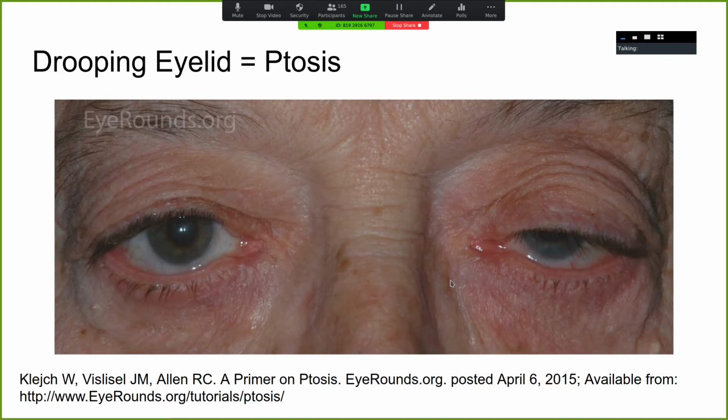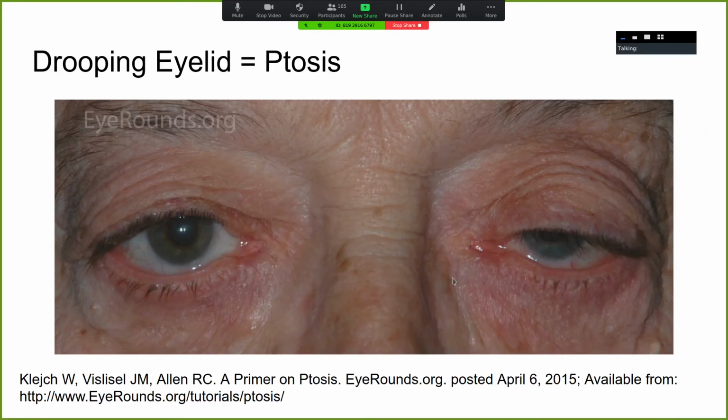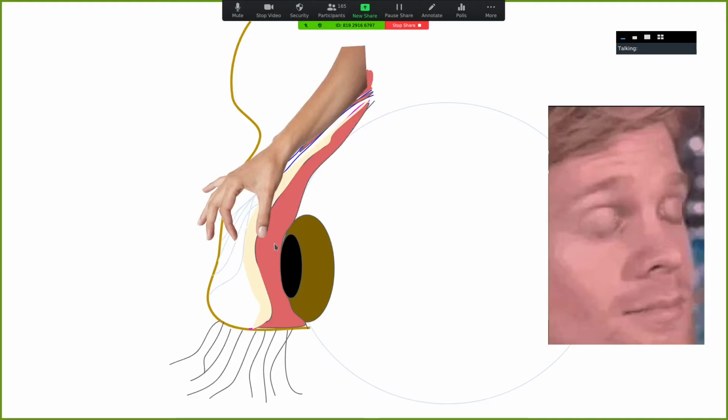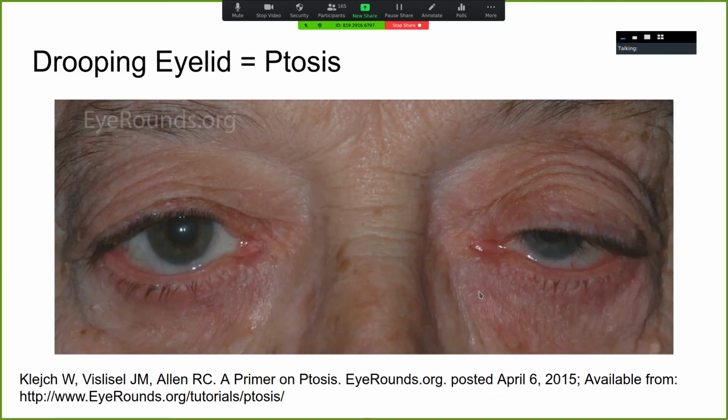Okay, so in this case, is it a problem with the levator palpebrae or something else? The answer is the problem here is the levator palpebrae, because that's its function. It makes sure that your iris is unobstructed by your eyelid. That's its function. So in this case, this patient has a problem with his levator palpebrae superioris. In Latin, ptosis, silent P.